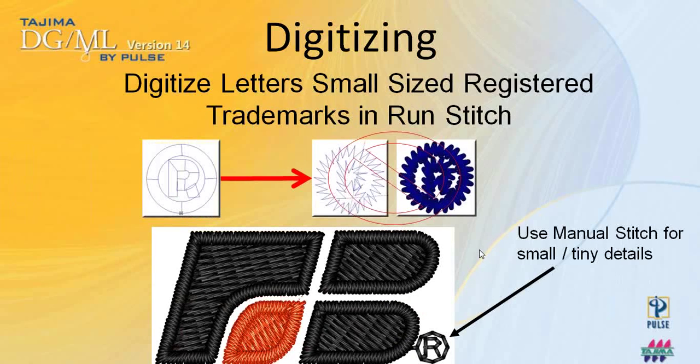Digitize small-sized registered trademark letters in run stitch. Well, the same concept as before: if you have a very small area like this trademark R, it makes no sense to do that in satin stitch. You will end up with a bunch of stitches and you will not recognize anything. So do that in running stitches.